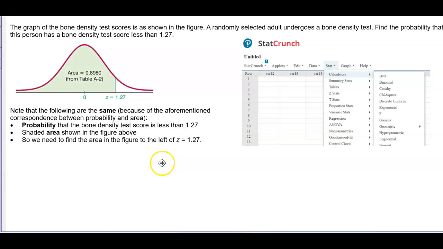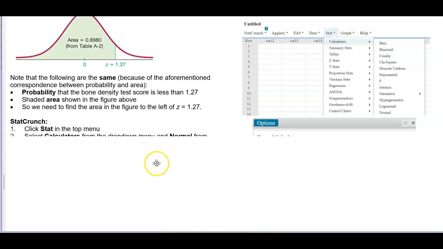So note that the following are the same. Because of the aforementioned correspondence between probability and area, the probability that the bone density test score is less than 1.27 is the shaded area shown in the figure above, and so we need to find the area in the figure to the left of z equals 1.27.